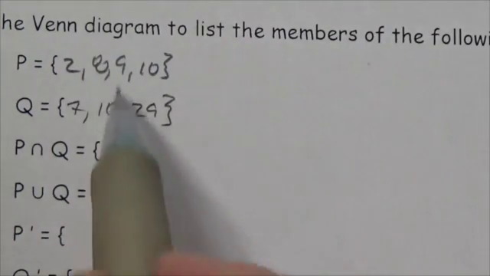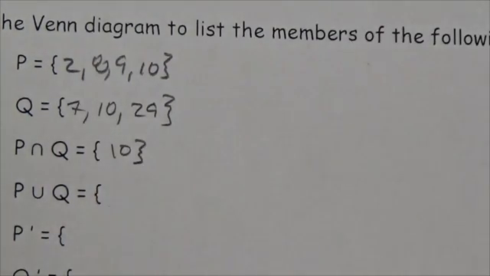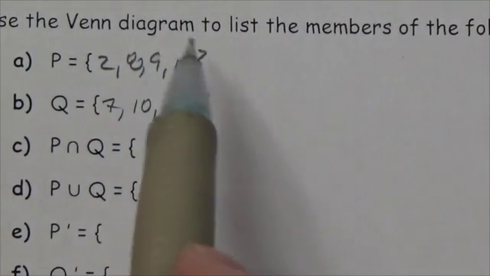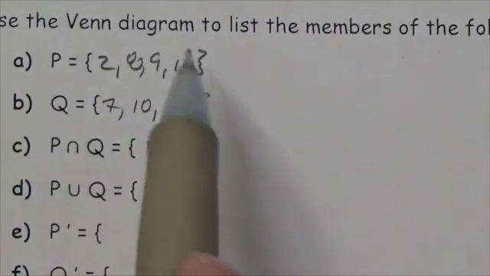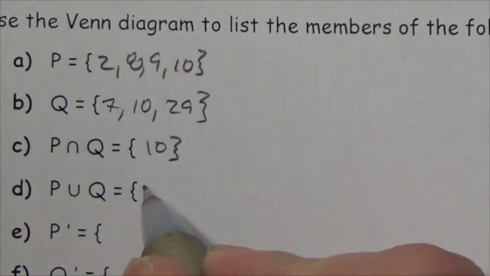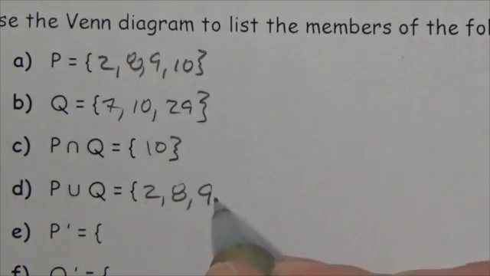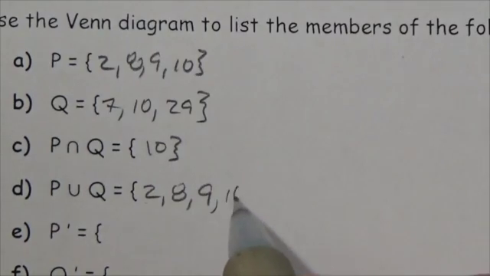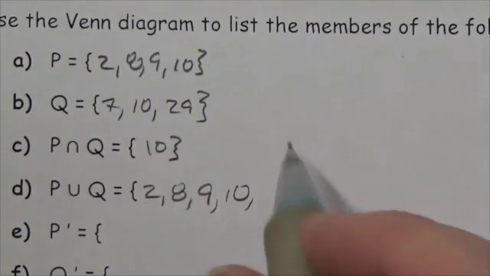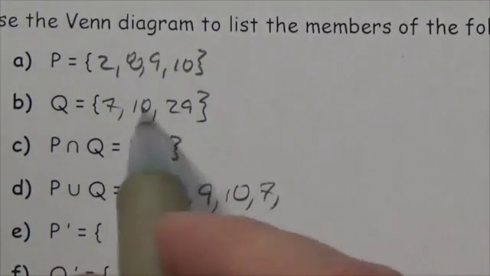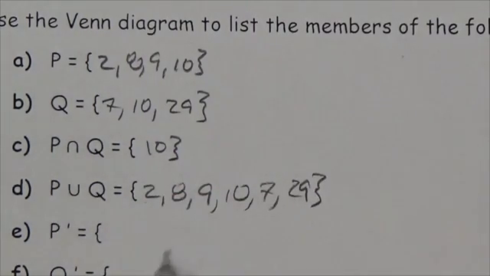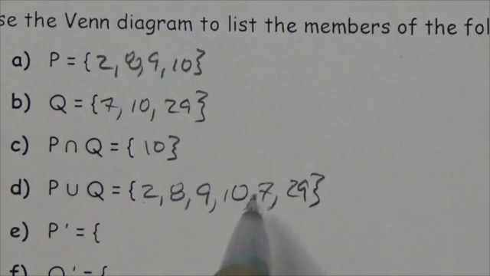Now I could have basically gone up here and grabbed that from here. In fact, that might even be the more efficient way of doing this. So for example, when I say P union Q, it's simply going to be all of the elements in P and Q. Now, from P, I get 2, 8, 9. Now, I'm going to get 10 from P as well, and again, that's in the overlap here. So now what do I get from Q? Well, I get a 7. The 10 is already there, I don't need to write it again. And then Q offers a 29. So there we go. 2, 8, 9, 10, 7, 29.